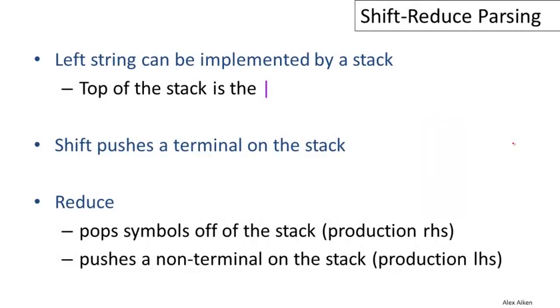It turns out that this left string, the stuff to the left of the vertical bar, can be implemented by a stack. And that's because we only do reduce operations immediately to the left of the vertical bar. So it's always some suffix of the string to the left of the vertical bar where the reduction is happening. So what a shift move then does is to push a terminal onto the stack. It reads one token of input and pushes it on the stack.